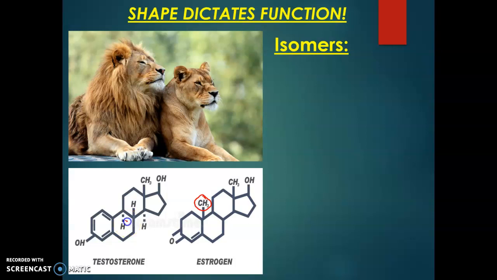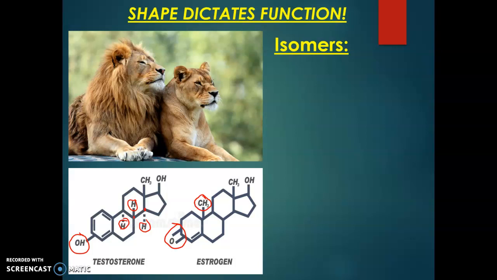Testosterone is going to have some hydrogens bound to these points. These points here would be carbons. These are shorthand diagrams, while estrogen does not. Estrogen has a double bond to an oxygen here. Testosterone has an OH group. However, the formulas are exactly the same. So just putting the atoms together differently ultimately changes what the function of this particular molecule is going to be.